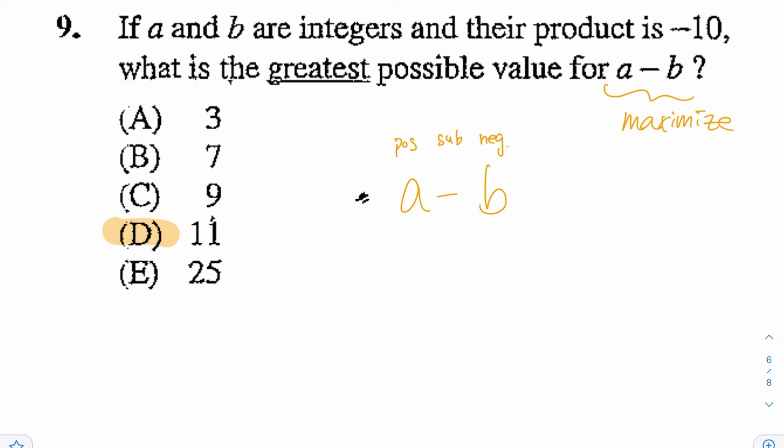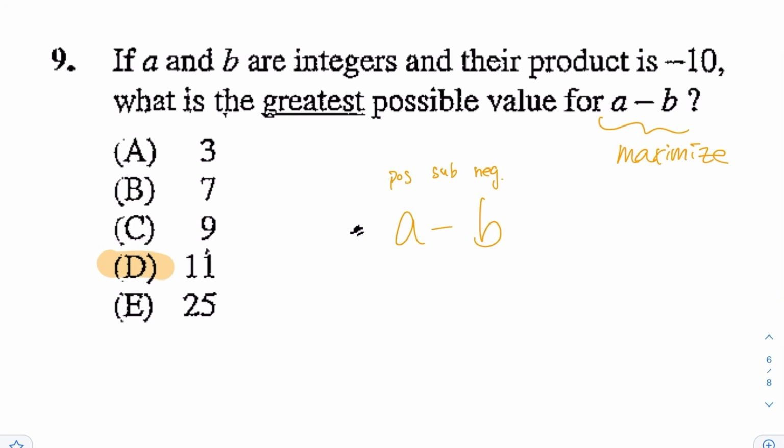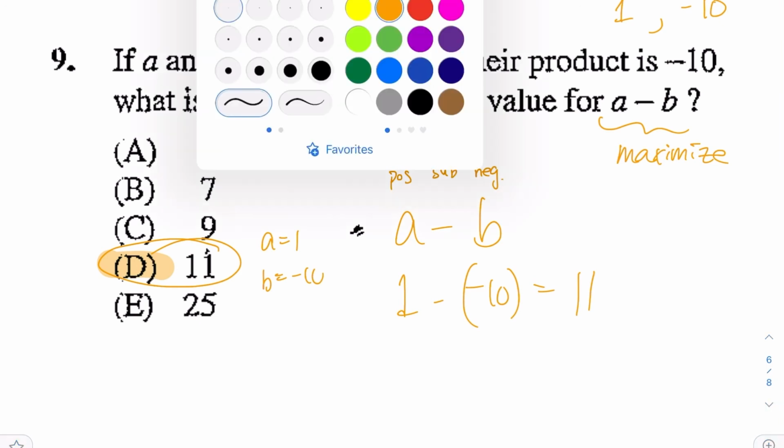So if you think about the products of negative 10, the most negative factor will be negative 10, and one of them could be 1. So if a is equal to 1, b is equal to negative 10, this will be 1 minus negative 10, which will be 11, which is definitely the largest. There's no way we can get 25 because 25 doesn't factor in at all. The biggest factor of 10, of course, is just 10 and 1. So there's no way we can get 25. So the answer has to be choice D.